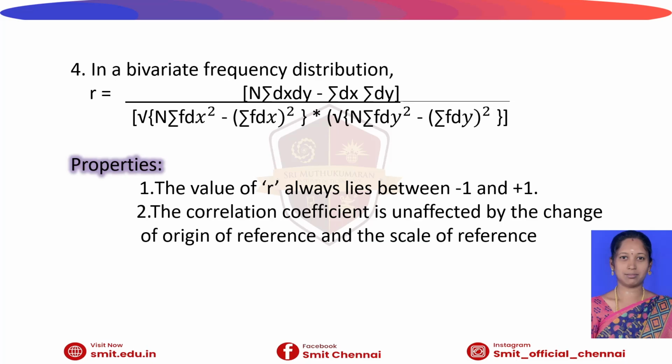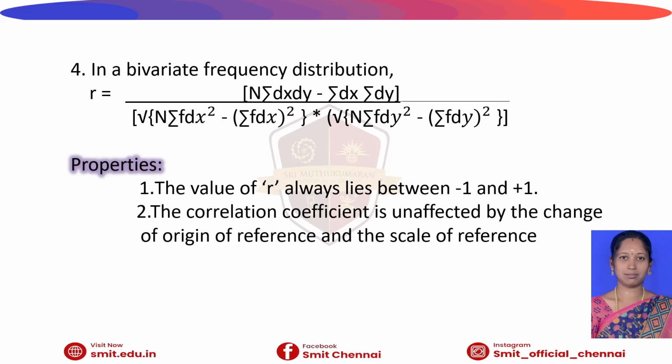In the bivariate frequency distribution, r is equal to n summation of f dx dy minus summation of f dx summation of f dy, divided by square root of n summation of f dx squared minus the whole square of summation f dx, into square root of n summation of f dy squared minus the whole square of summation f dy. In this formula, f is the frequency of the distribution of x and y.